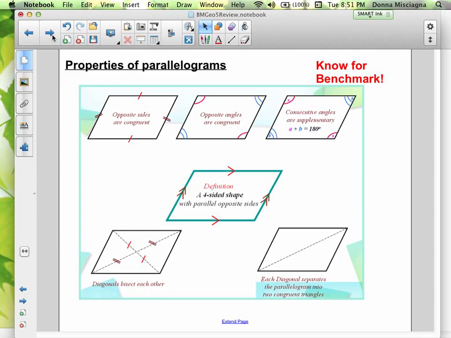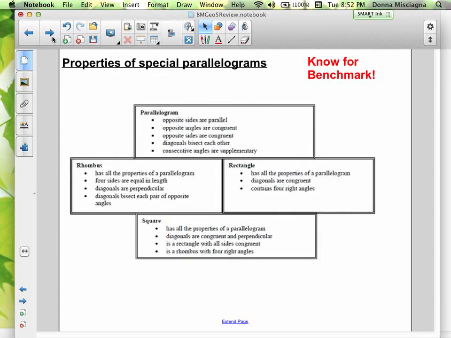So it's getting a little sore here. All right, so make sure they're in your notes. Make sure you review those. Also, make sure you review the properties of each of the parallelograms. I also have listed the parallelogram ones one more time, and then the rhombus, the rectangle, and the square. Make sure you review those.